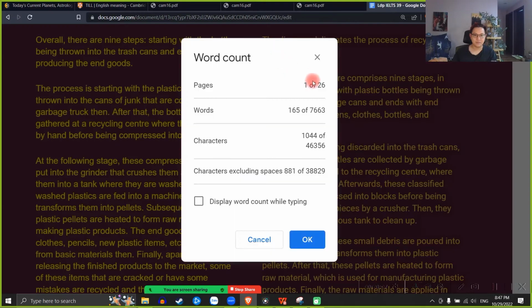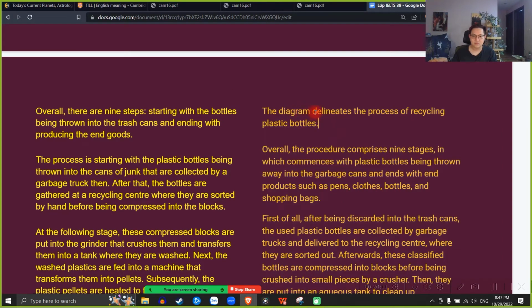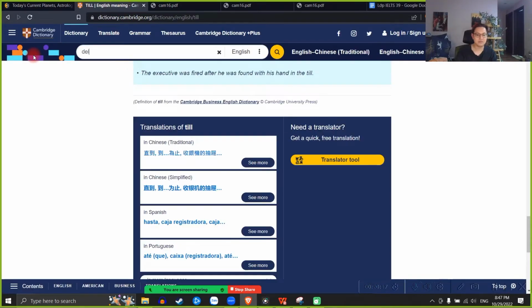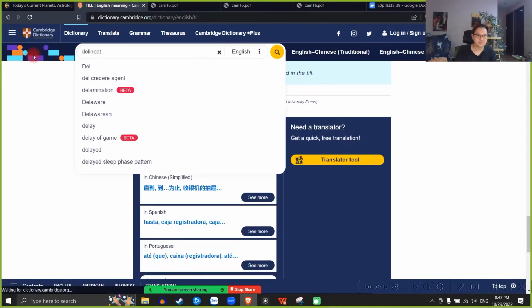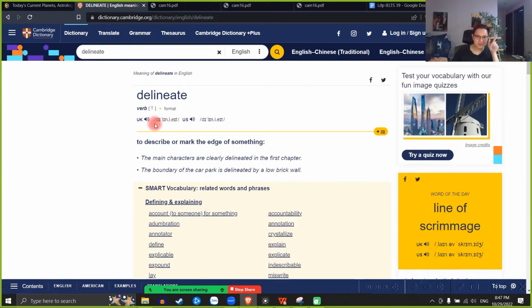Alright. 165, okay. Delineates. Formal, very formal. Delineates. Delineate, describe or mark the edge of something. Miêu tả hoặc là đánh dấu cái cạnh của một cái gì đó.